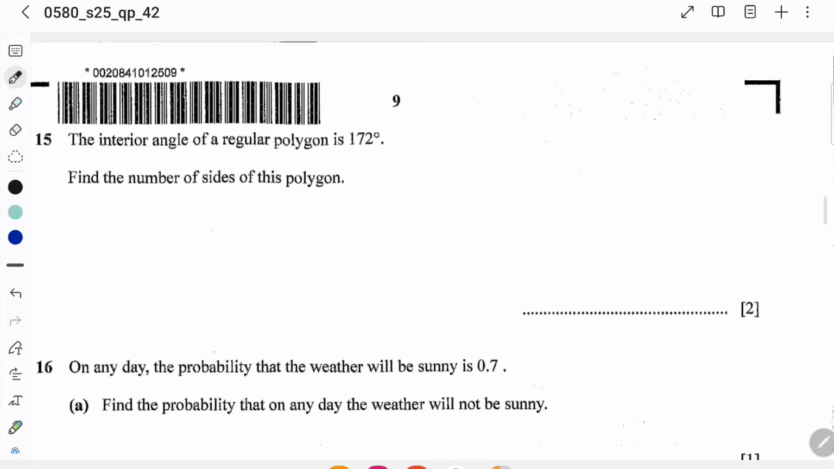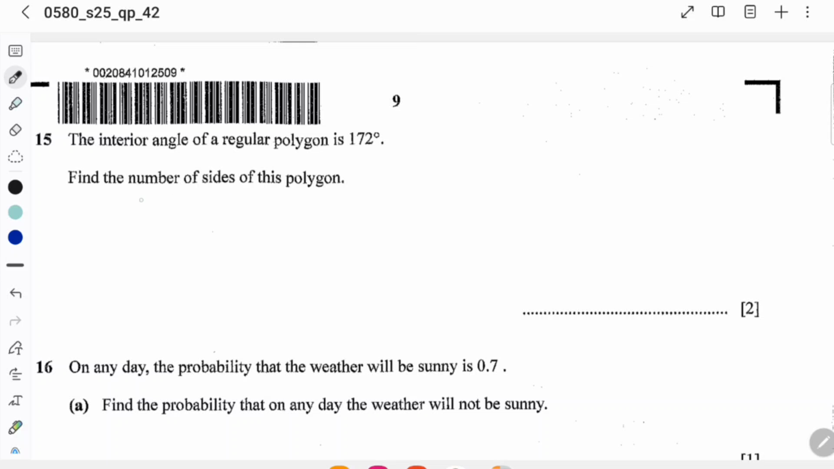Alright, now question number 15. In question number 15, it's given that the interior angle of a regular polygon is 172. Find the number of the sides of this polygon. So we can do this question by interior and exterior both. Now I'll calculate my answer separately and then write down directly here because it's taking time in the video.